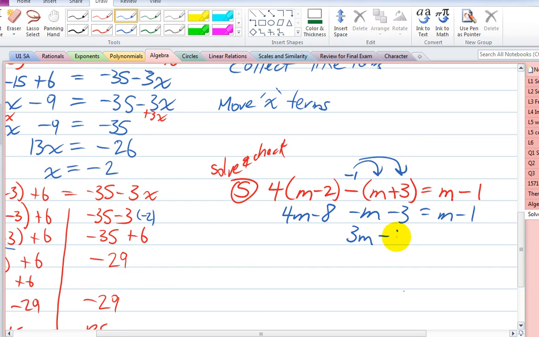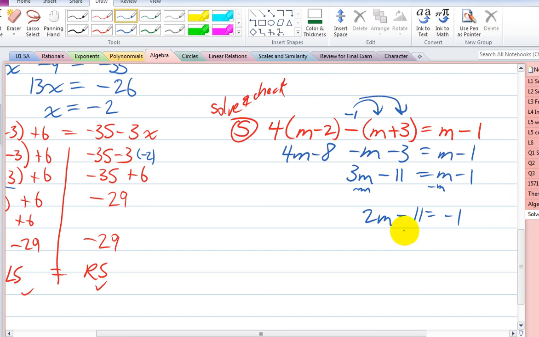3m minus 11. That should be your next step. So you collect like terms. 4 minus 1 is 3. Negative 8 minus 3 is negative 11. Okay. Then I'm going to move this m to the other side by minusing m. So I get 2m minus 11 equals negative 1. Then I'm going to add 11. 2m equals 10. Divide by 2, m equals 5.